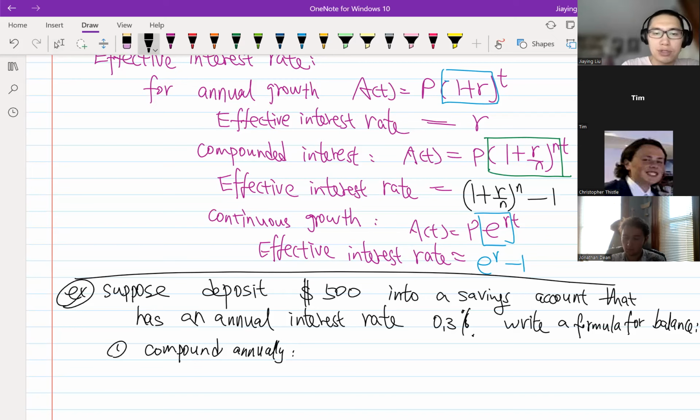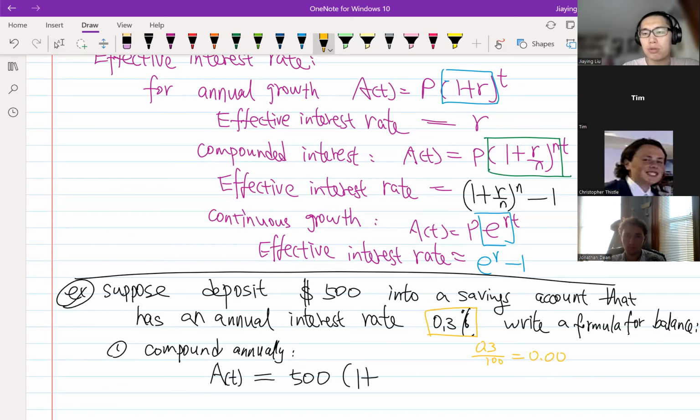So the balance, you can use A of t or B of t, doesn't matter. That's going to equal the initial deposit, the principal, which is 500, times (1 + the interest rate). The interest rate is 0.3%, but if I put it into decimal form, I have to take 0.3 divided by 100, so that's 0.003. So be careful there. So 500(1 + 0.003)^t. So that's the compounding annually model.